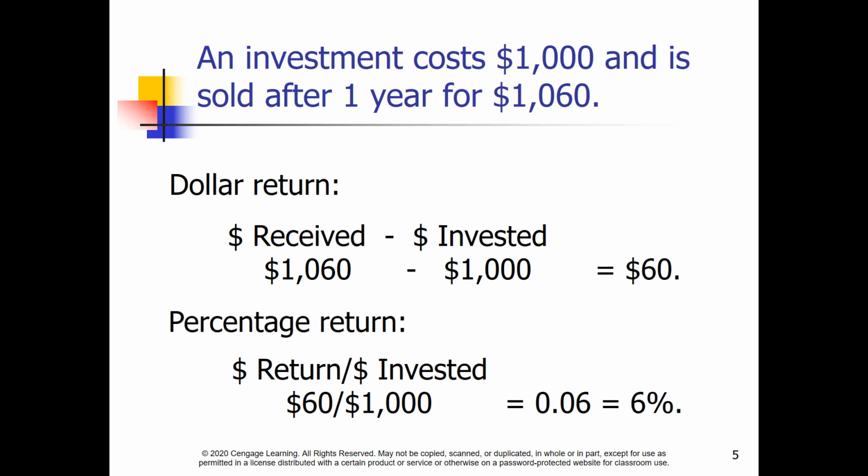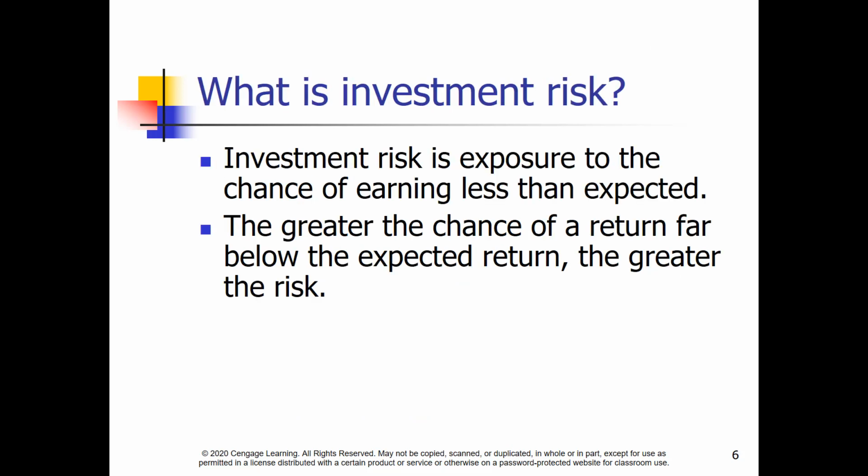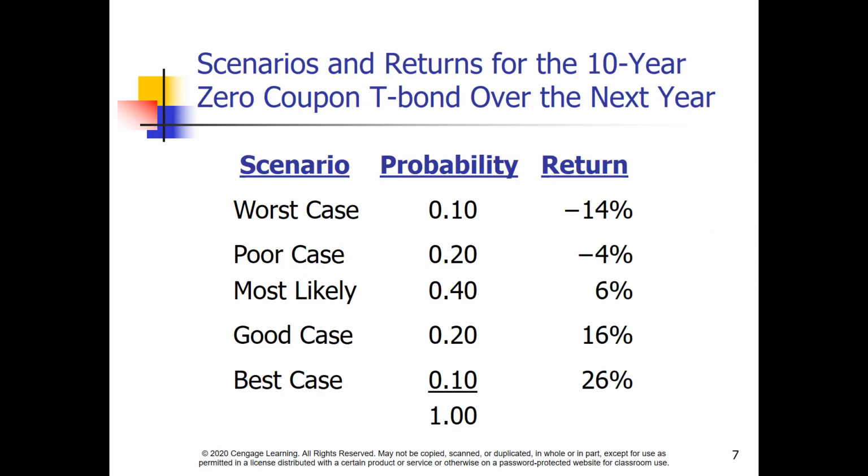Return, however, is not the only issue with an investment. With an investment, risk is related to the probability of earning a return less than expected. Getting more than expected is good, less is bad. Consider a 10-year zero coupon bond. Zeros are exactly what their name implies. They pay 0 coupons. You buy them at a deep discount and are paid the face value at maturity.